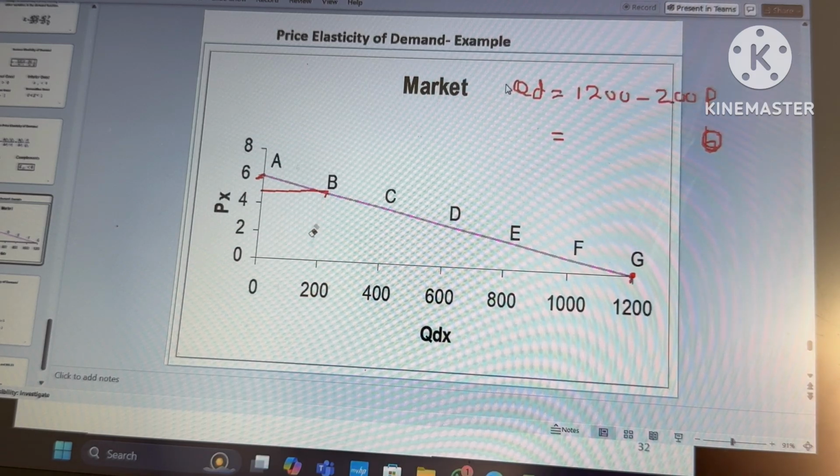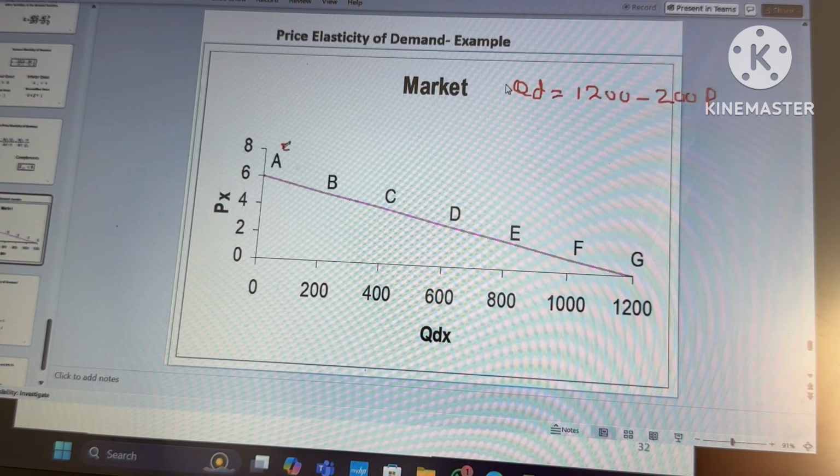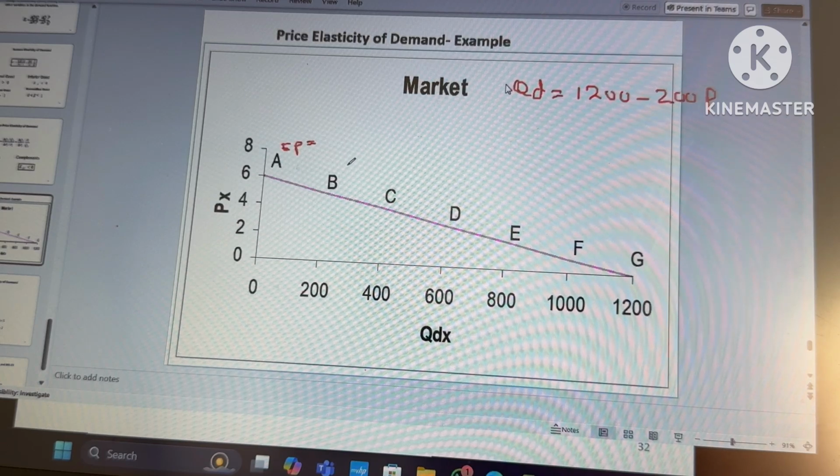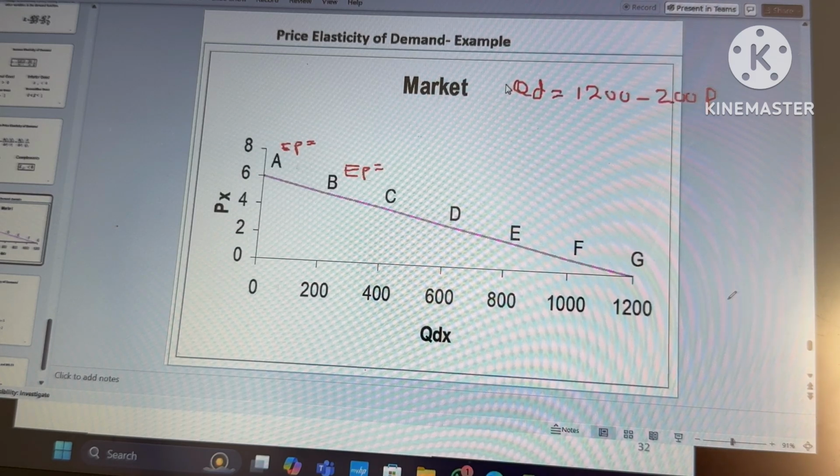So, keeping this understanding in your mind, I want all of you to calculate elasticities at each and every one of these points. What is the elasticity at points A, B, C, and all these points? Can you start? I'll give you maybe a couple of minutes. You do it, and I'll come back in a couple of minutes.